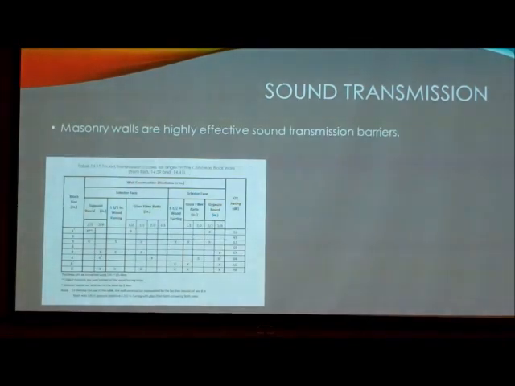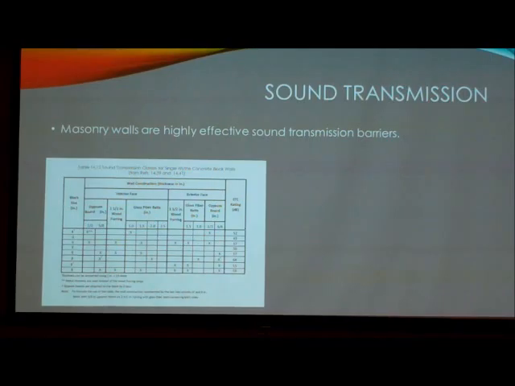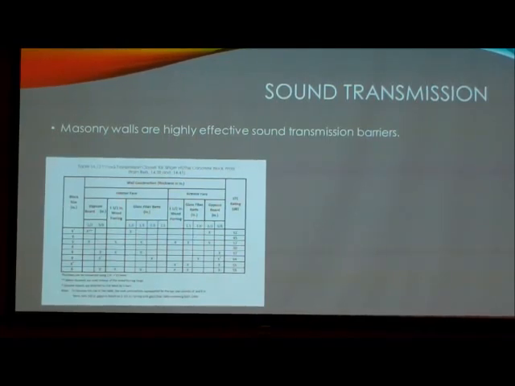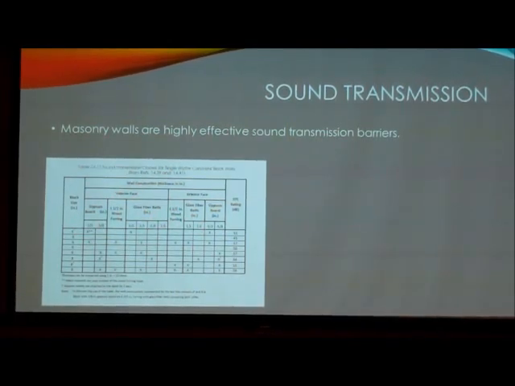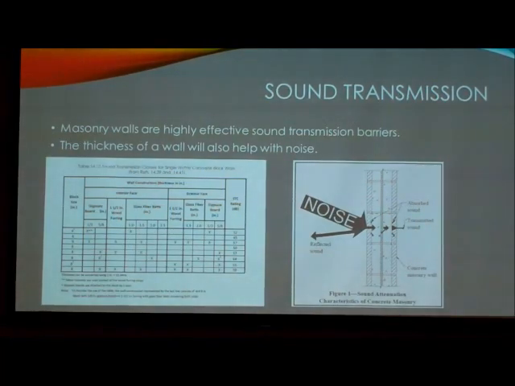So sound transmission. Masonry walls are highly effective when it comes to sound transmission barriers. This chart is just going to tell you, based on what you're using in your interior and exterior walls, kind of what your STC value is going to be, or your sound transmission class. So it's just going to tell you, based on your gypsum board or your glass batts, what kind of level you're going to be. And it's based on block size. So then the thickness of your wall, this is kind of just to show you how noise is reflected, absorbed, and then transmitted through concrete masonry walls.